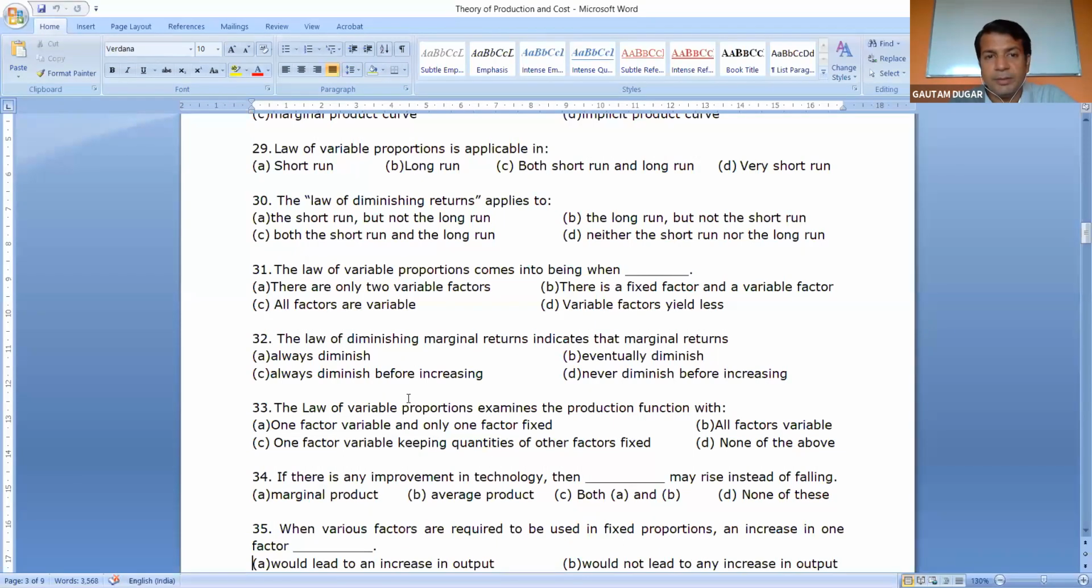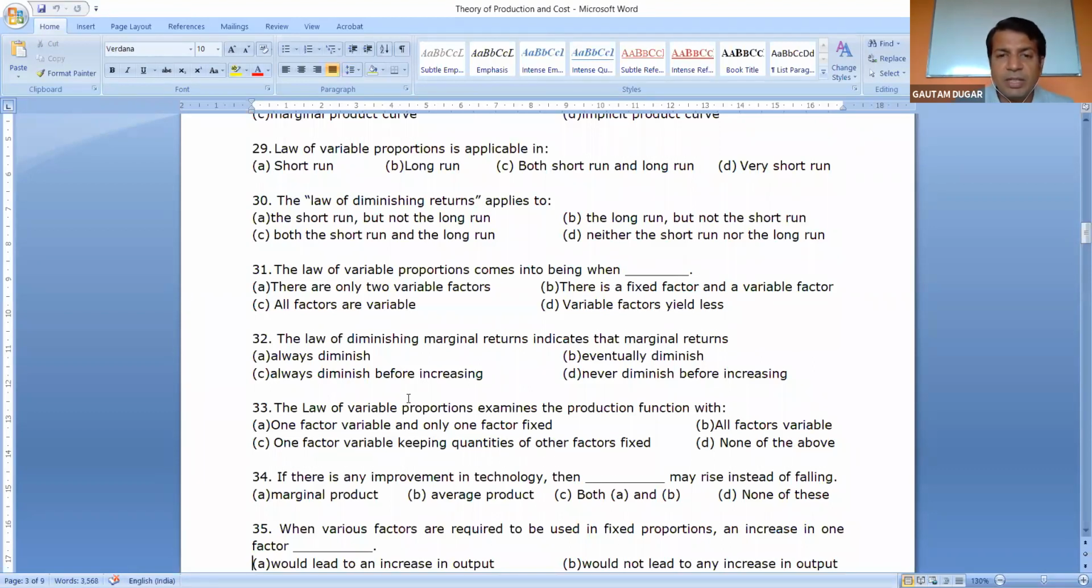Next, 31. The law of variable proportion comes into being when? Option B, 31. The law of variable proportion कब exist करता है? When does it exist? Obviously, there is a fixed factor and a variable factor. Option B.